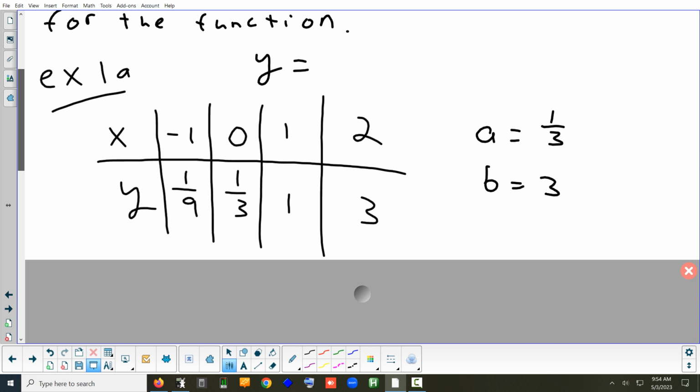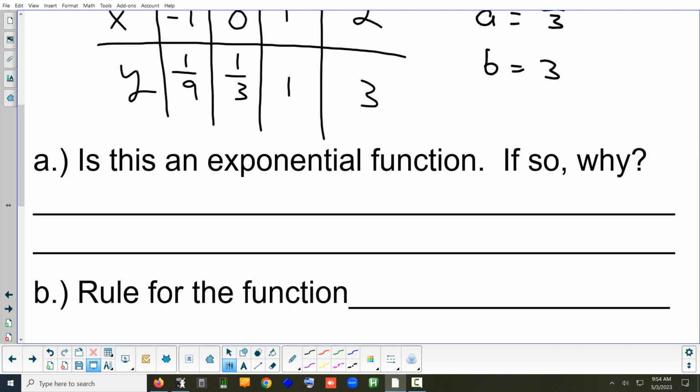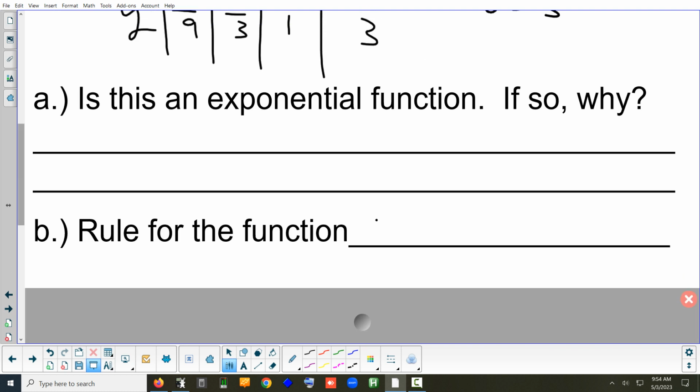Yep. Y equals 1/3 times 3 to the x. Yep. All right. So let's put that. You guys have a spot in your guided notes. So the rule for the function is 1/3 times 3 to the x. Okay, so there's the rule.